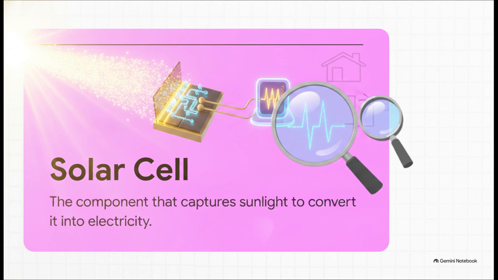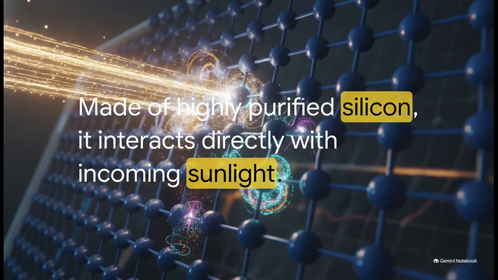Let's zoom in microscopically here. The solar cell is our primary catalyst. It's the specific photovoltaic component designed to capture that sunlight and actually convert it into electricity, rather than just letting it dissipate as heat. And it pulls this off because these cells are built from a semiconductor material. Usually we're talking about highly purified silicon. Its very atomic structure is practically waiting to interact directly with that incoming sunlight.